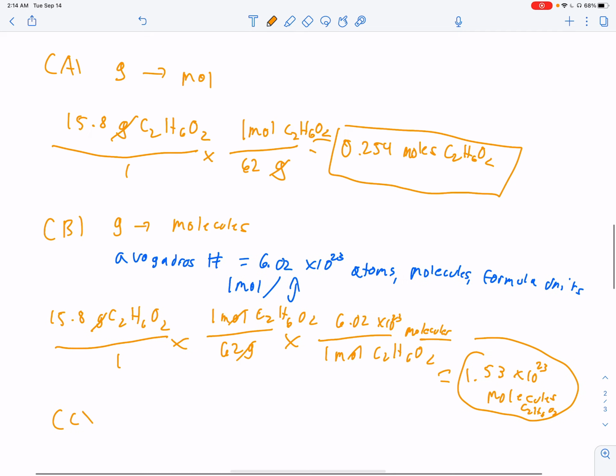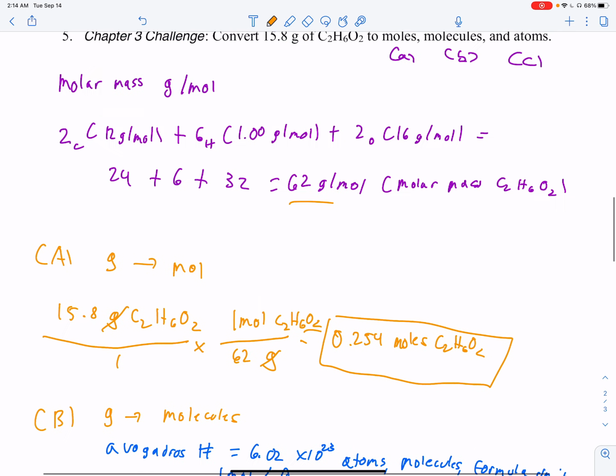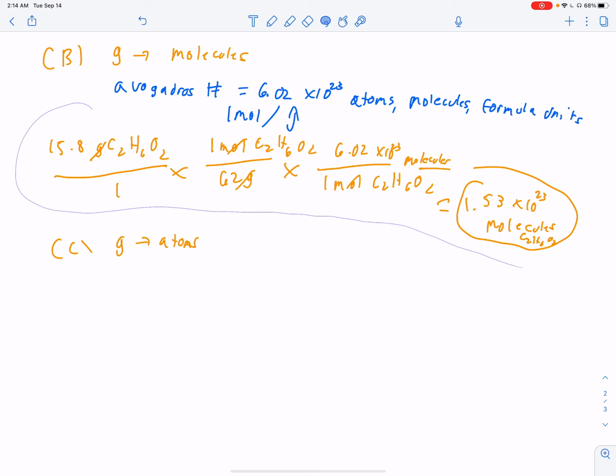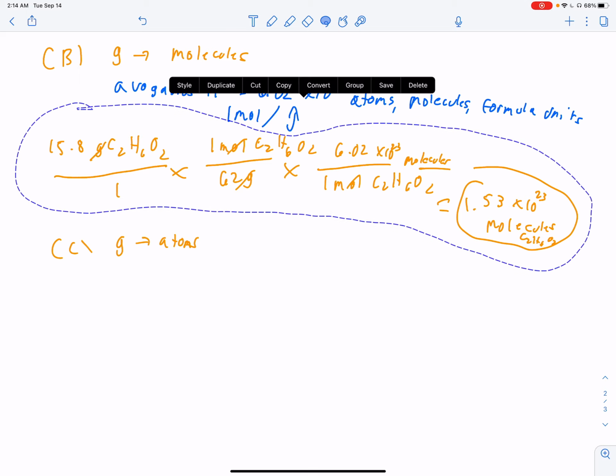And then letter C wants us to go into atoms. So we want to go from grams to atoms. So really, you're going to copy the same thing, let's see if I can finagle this to work. Copy.